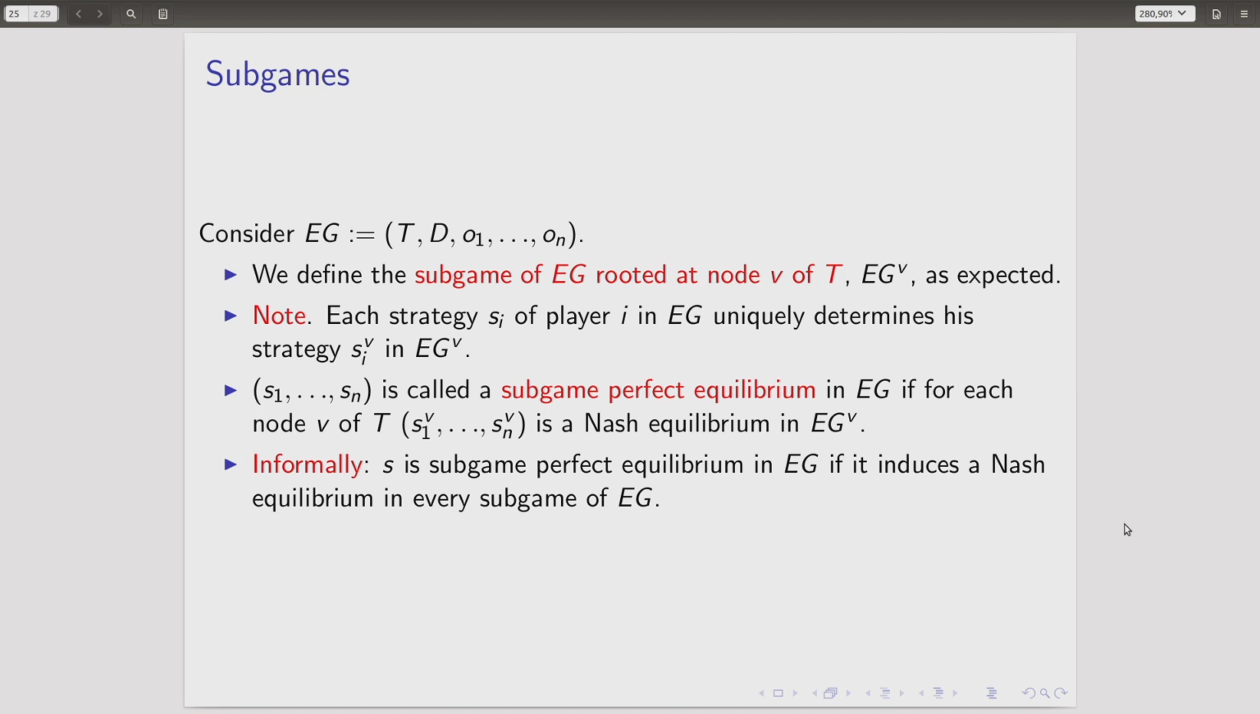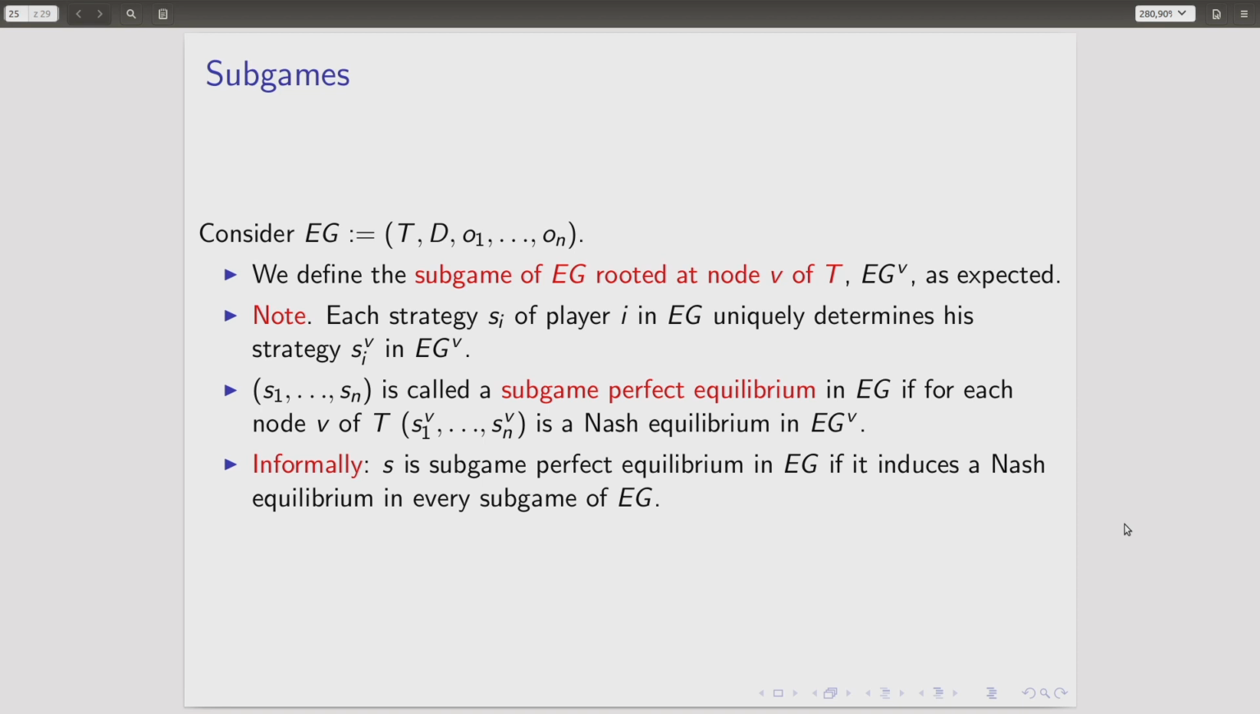There will always be truncations of these bigger strategies, because now a strategy only needs to say what you do in this smaller tree. But if you had a bigger strategy for the whole tree, then it also tells you what you do in the smaller tree. So each strategy of a player in a bigger tree induces a unique strategy in the smaller tree.